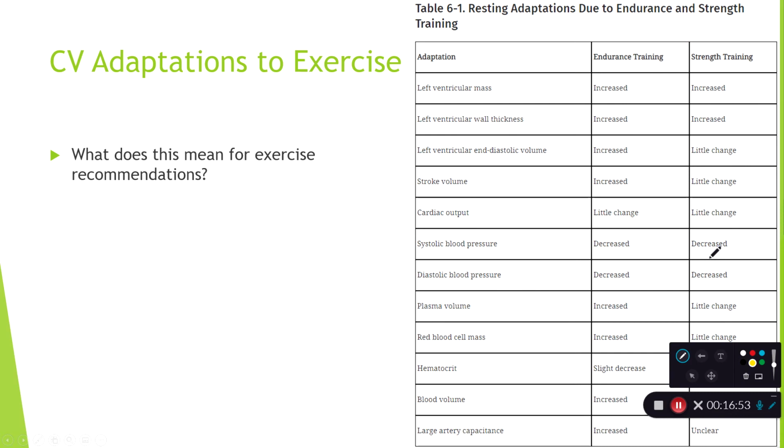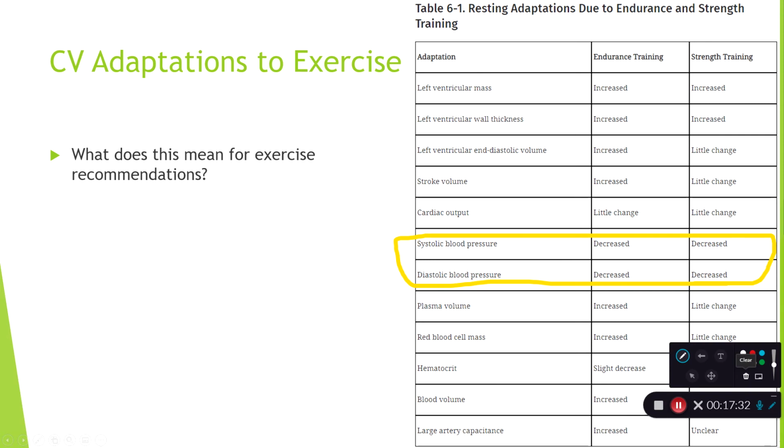When you do strength training, you notice that it does improve a little bit on your left ventricular wall thickness. Now, getting your left ventricular wall thicker can be helpful as a response or as an adaptation to exercise. It is not helpful when it's an adaptation to high blood pressure. So don't let that confuse you. And then the only other thing really that strength training is going to help you with is decreasing your overall blood pressure, which again overall helps your heart.